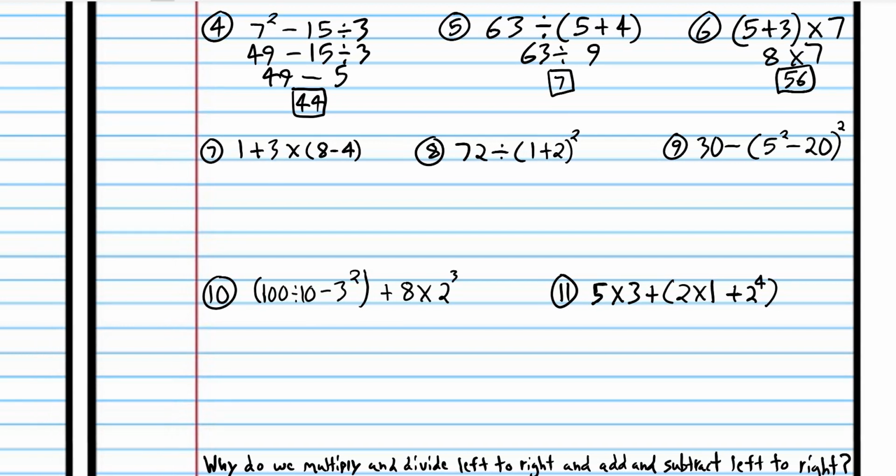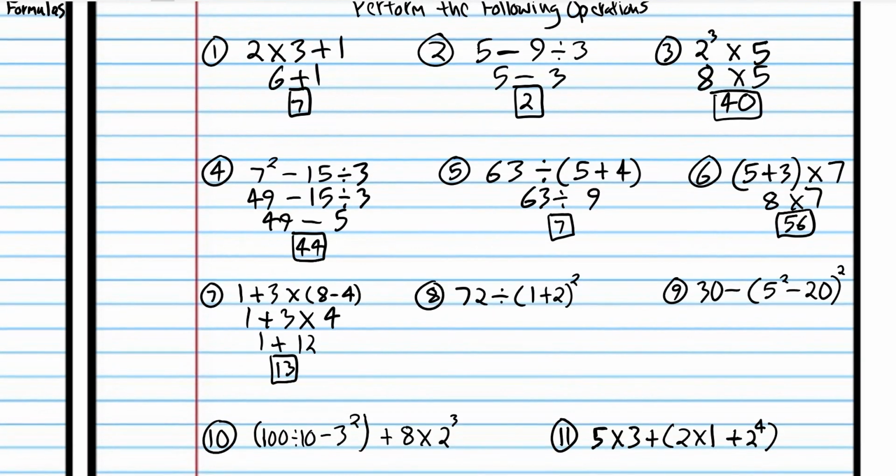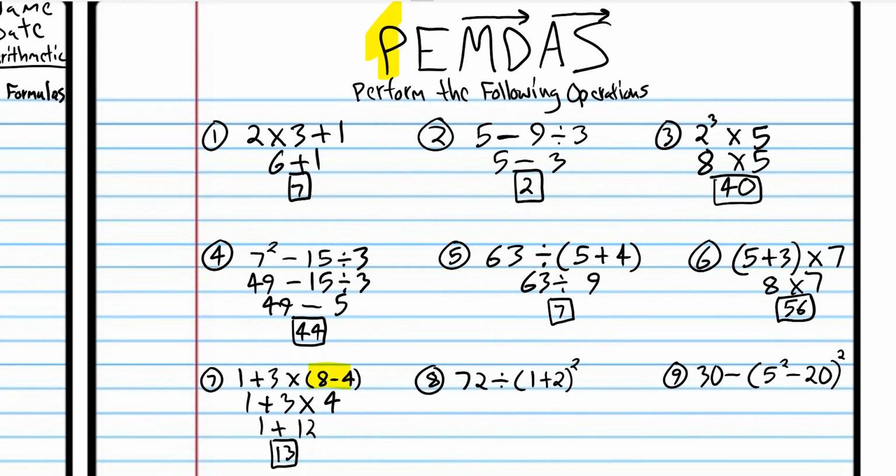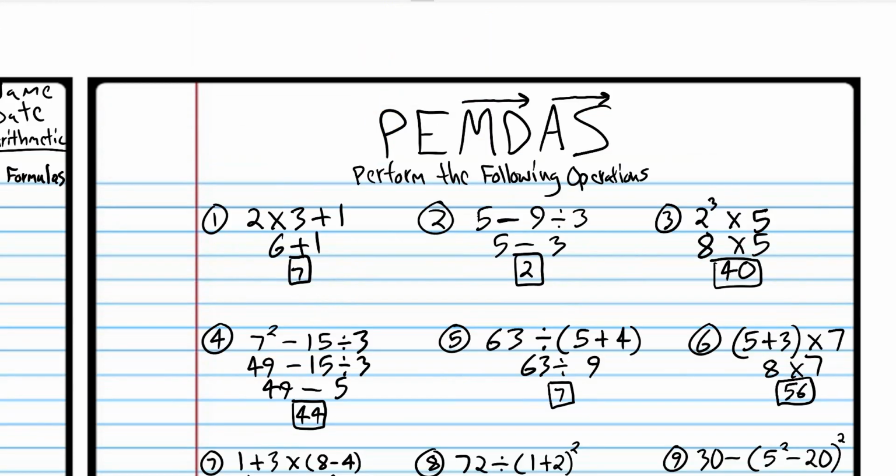All right, we're back. Parentheses first. 8 minus 4 is 4. Then multiplication. 3 times 4 is 12. And 1 plus 12 is 13. Again, how did I know what order of operations to follow? Well, I did parentheses first. Then I did multiplication. Then I did addition. Remember, you can use that acronym to remember which operation to do first.